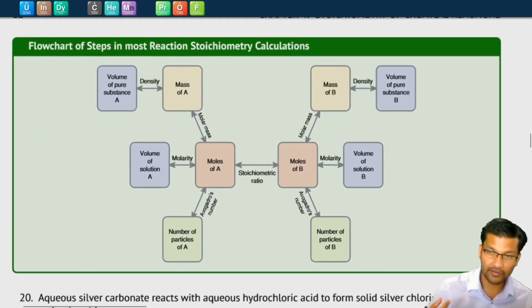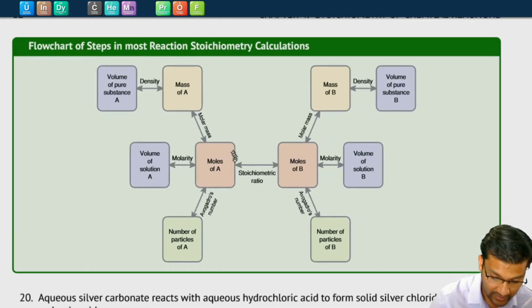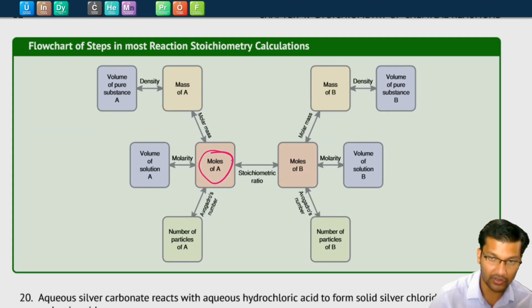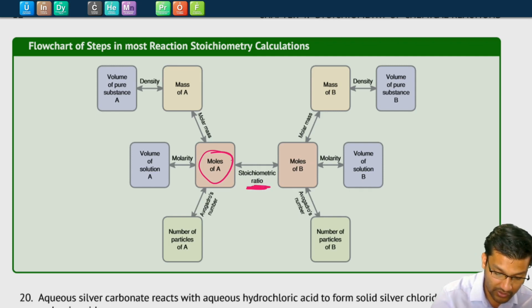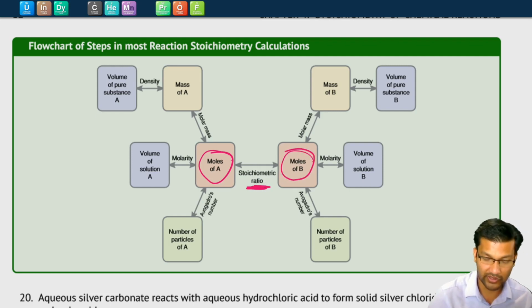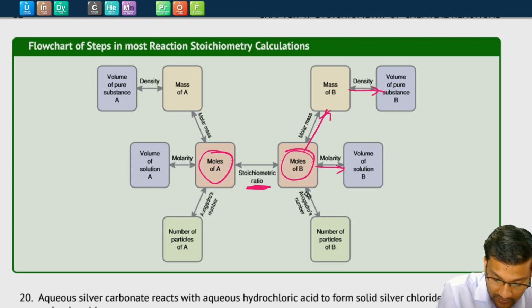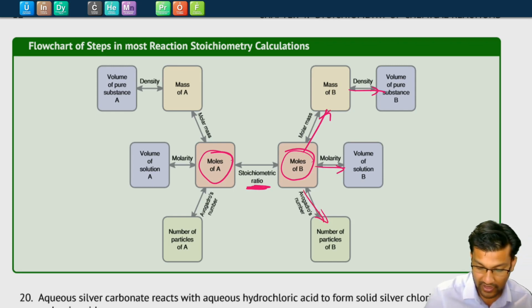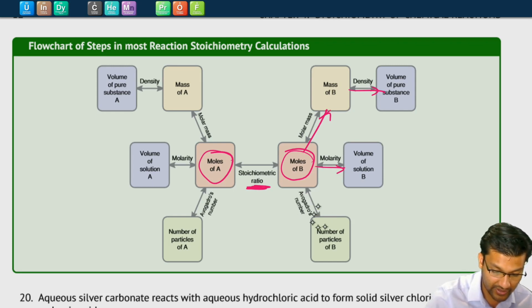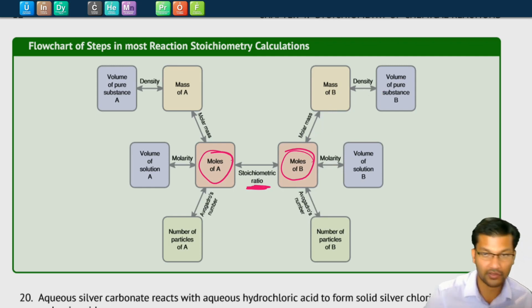Because of that, once you're able to figure out the number of moles of one molecule, let's call it molecule A, you can use the stoichiometric ratio to relate to moles of any other molecule in the equation. Let's call it molecule B. And then we've learned from number of moles, we could go to mass using molar mass, and then volume using density. Or from moles, we can go to volume using molarity. Or from moles, we could even go to number of molecules using Avogadro's number. There are many different directions we can go once we figure out the number of moles.